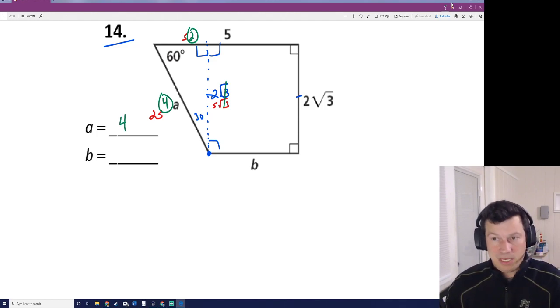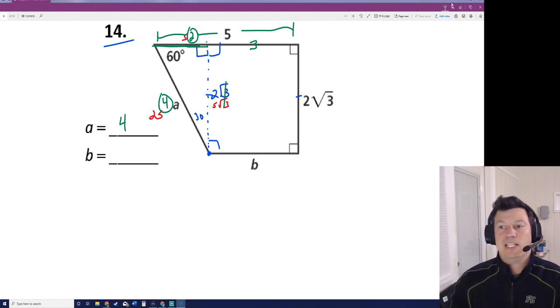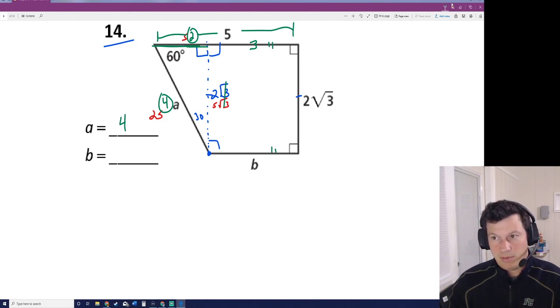So how do I find B? Some people might say B is opposite 5, but it's not. This whole thing, from here to here, is 5. If this piece right here is 2, what does this piece have to be? 3, because 3 and 2 is 5. The whole thing is 5, and we already found that this was 2, so I subtract it, and that's 3. The opposite sides of this are congruent, so B has to be 3. So all that for A being 4 and B being 3.